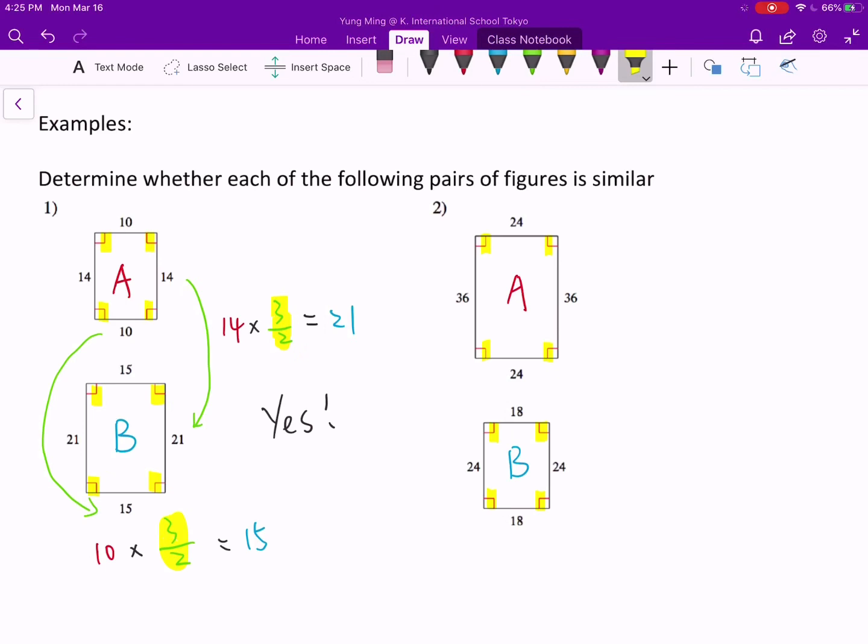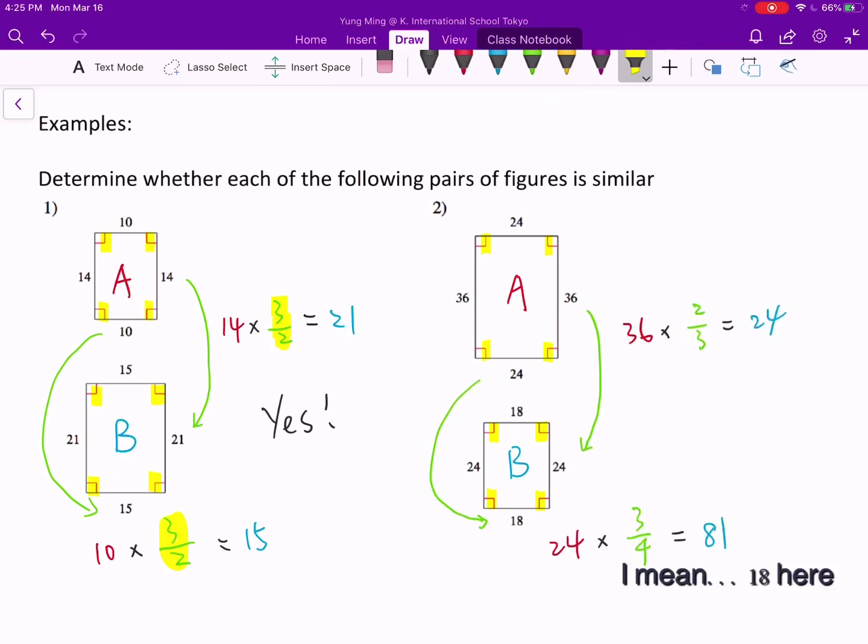But then for the side length, we actually have something that turns out to be a little bit disappointing. For example, in this case, if you take a look at the 36 multiplied by 2 over 3, that gives you 24. But on the other hand, in order for your 24 to get to 18 of the smaller shape, you actually will multiply by 3 over 4. In this case, you will see that the ratios, the proportions, are not exactly the same. That's why all the four sides are actually not proportional. So in this case, we are a no.